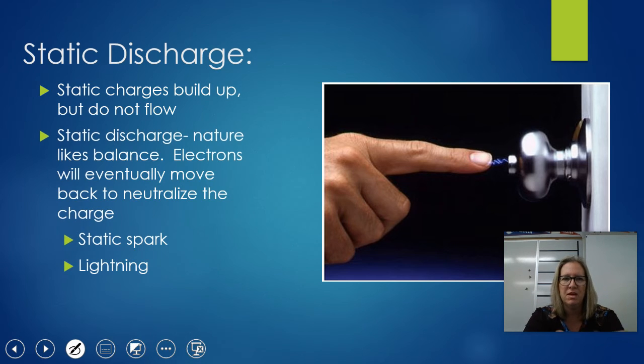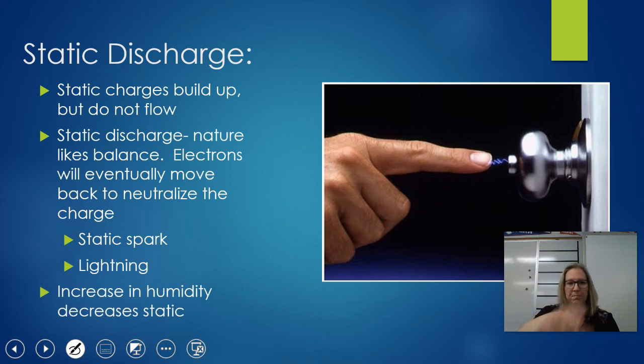The static discharge is rebalancing those charges. Nature likes things to be even. It likes equilibrium. So the electrons will eventually have to move to rebalance them. If you have too much positive over here and too much negative over here, eventually they're going to change places, and that's a static spark. A huge static discharge is lightning, from that friction that I talked to you about. In class, we're going to play with static electricity, and I also have a video on just static electricity, some demonstrations that you can look at.